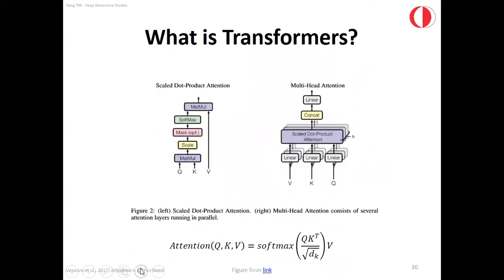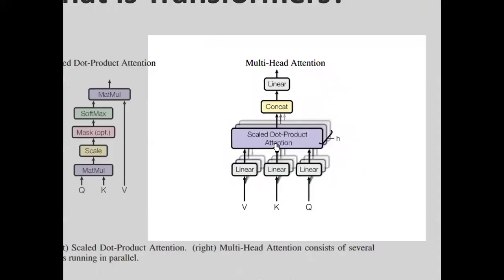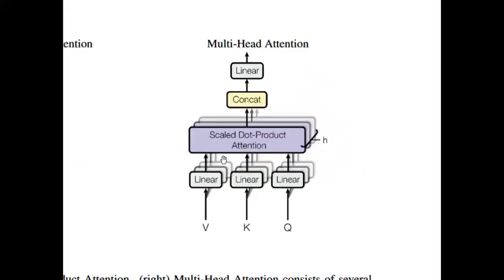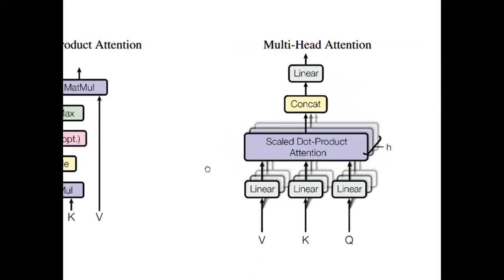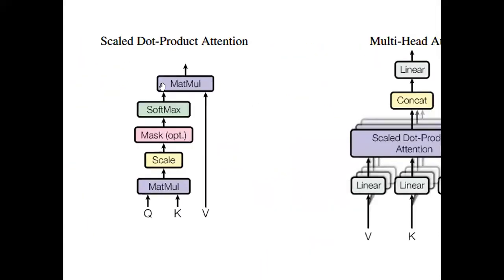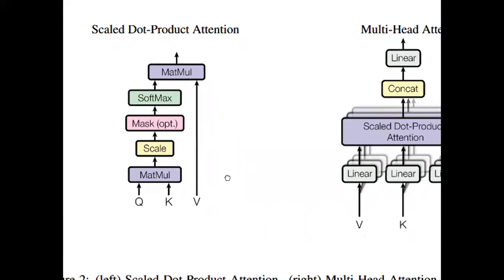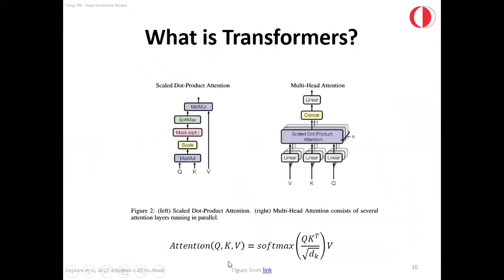In the multi-head attention, we have scaled dot product attention, which is the basis of the attention mechanism. Q is the query, K the key, and V the value. The query is a vector, the key is a matrix, and the value is a matrix. Mathematically, this equation summarizes the scaled dot product attention.